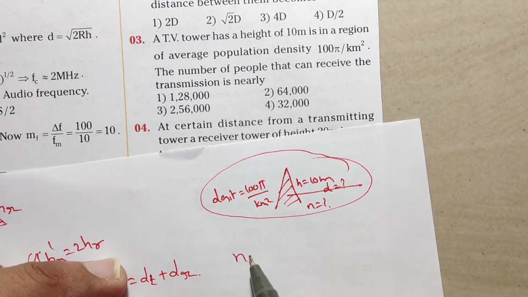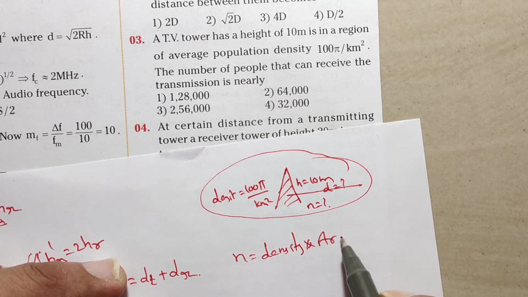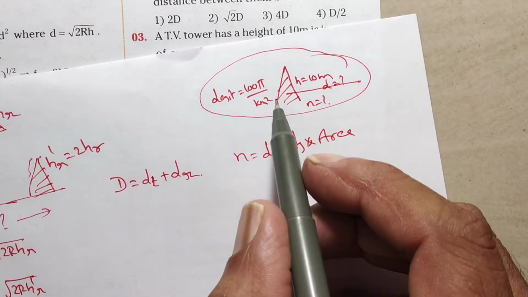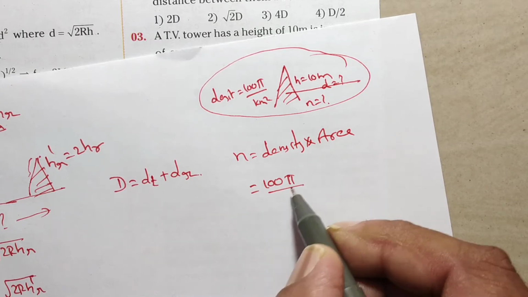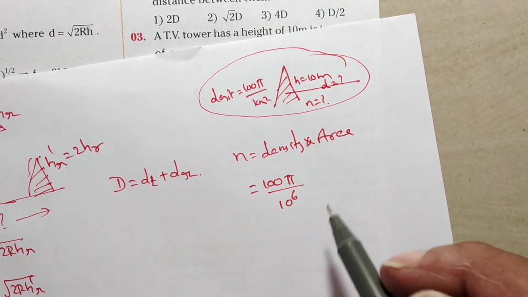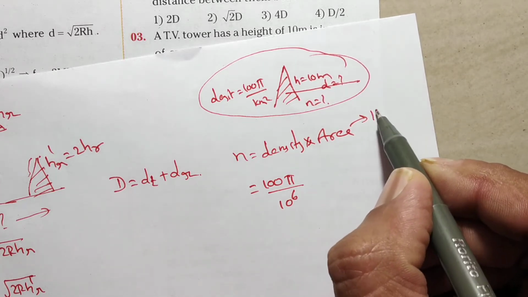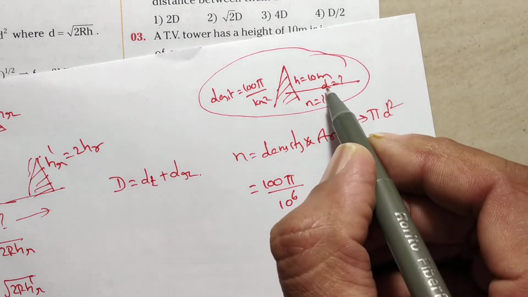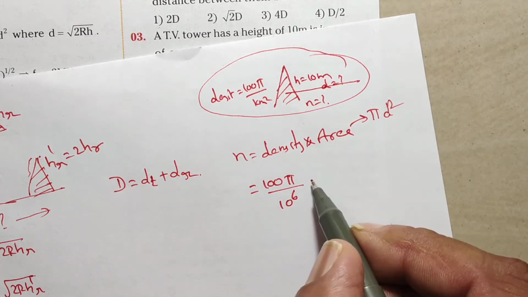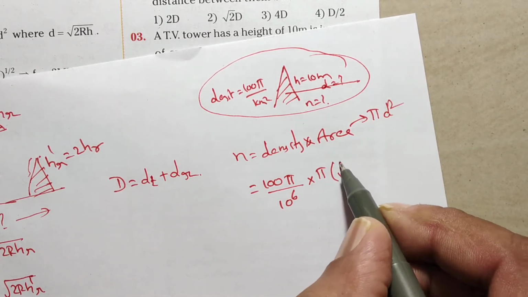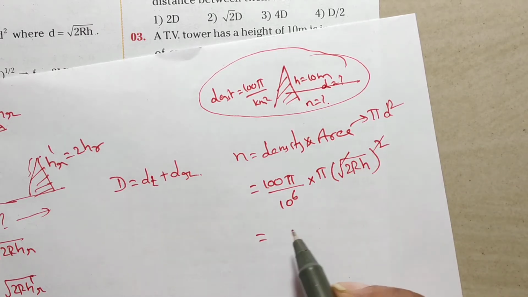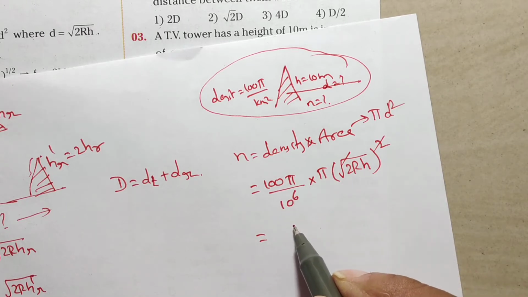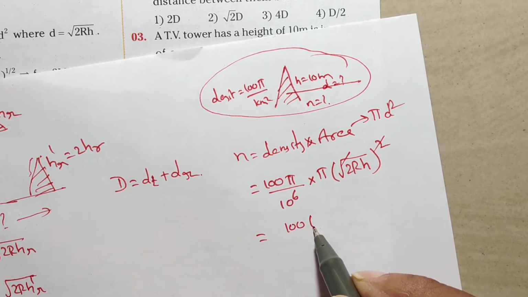Now number of people is equal to density into area. The density they have given is 100 pi per kilometer square, that means 100 pi, and kilometer means 10 to the power of 6 kilometer square. Now area means the formula is pi r square or pi d square. If you take the distance d as square root of 2 into r into h, whole square. Square root gets cancelled.